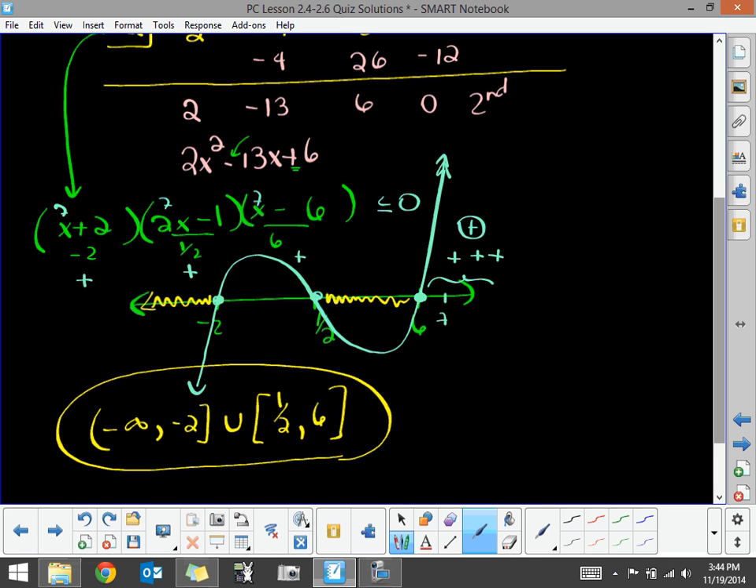Then if we go inside the interval between a half and a 6, if we put in a 1, one of those factors I would guess is going to be negative. So let's try those on for size here. I lost the x. So if I put in a 1 for x here and here and here, 1 plus 2, that's going to be a positive in this interval. And then 2x minus 1, that's going to be 2 times 1 minus 1, a positive. And then a 1 minus 6, there's my negative. So a positive times positive and negative is negative.